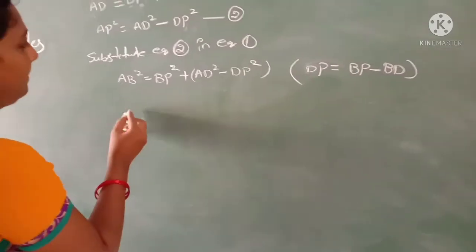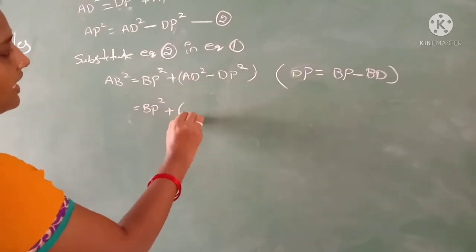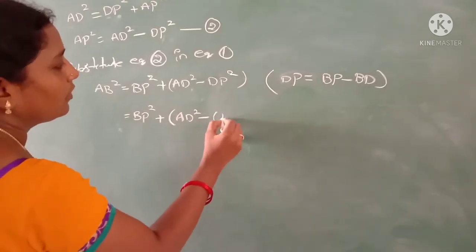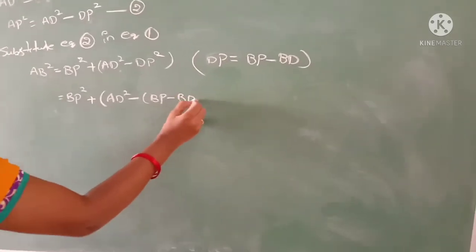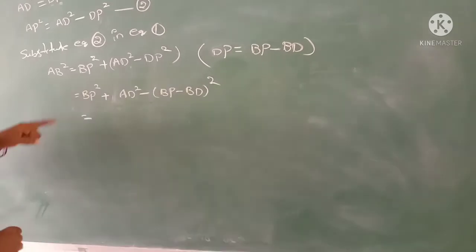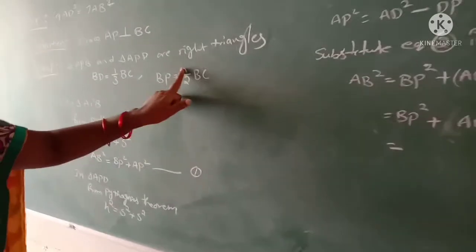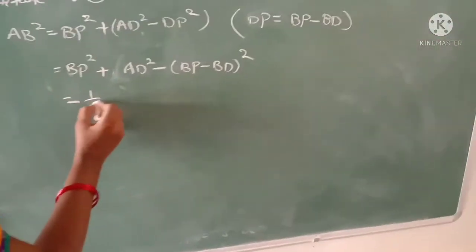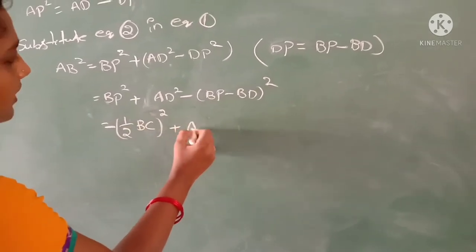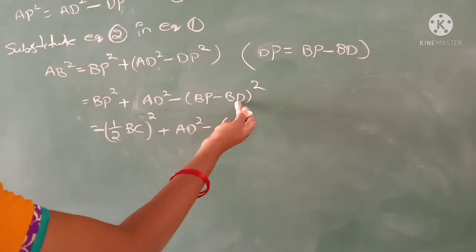So write BP square plus AD square minus DP value, BP minus BD whole square. That equal to, BP is half of BC. BP means half of BC. So half BC whole square plus AD square minus, this is the A minus B whole square form.